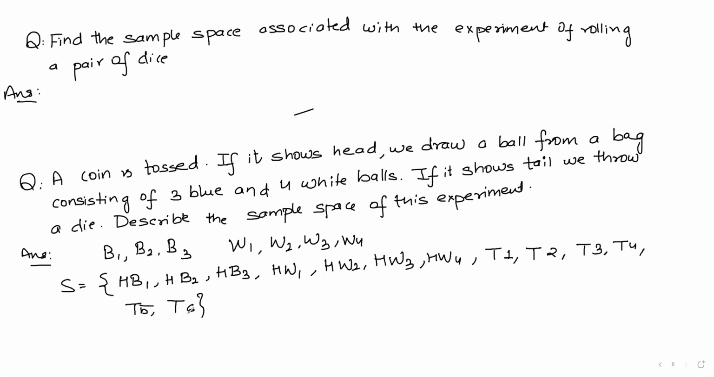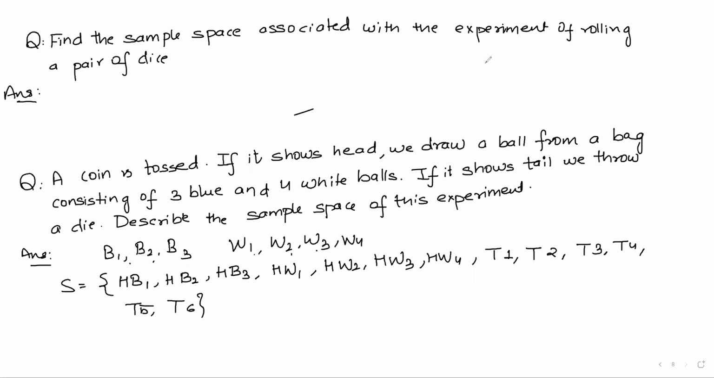Both Vika and Yusra, this is clear? Let me explain it once more. We have taken 3 blue balls and 4 white balls like this: B1, B2, B3, and this is W1, W2, W3, and W4.